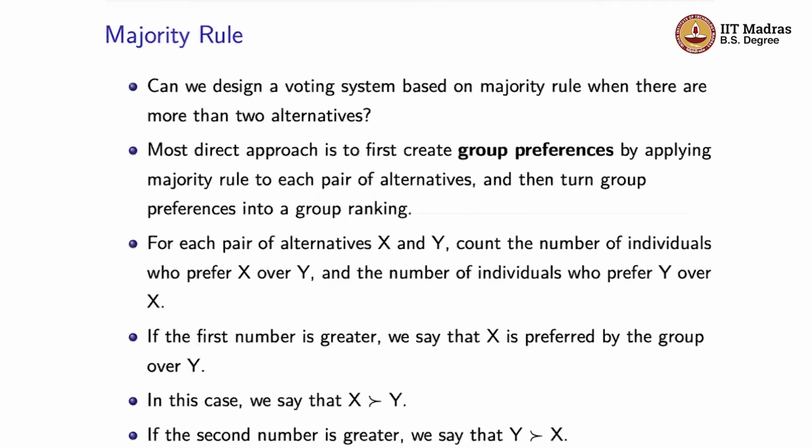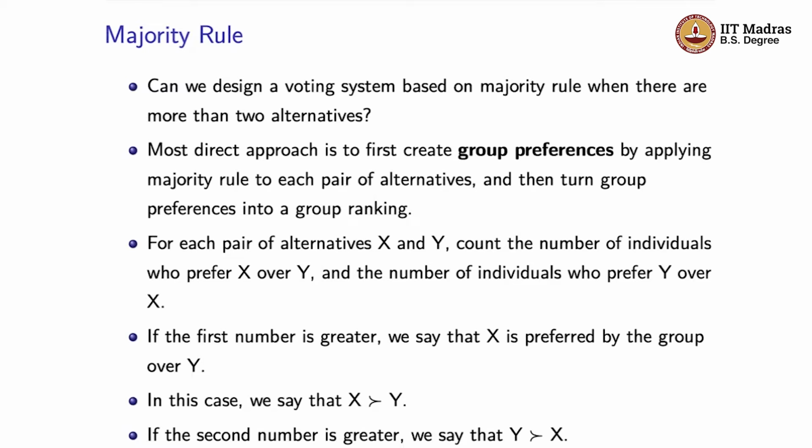So, the question is, can we design a voting system based on majority rule when there are more than two alternatives? When there are only two alternatives, majority rule does a very good job. What happens if you have more than two alternatives? Here, a common approach is to first think about group preferences by applying majority rule to each pair of alternatives, and then turn the group preferences into a group ranking. So how does that work?